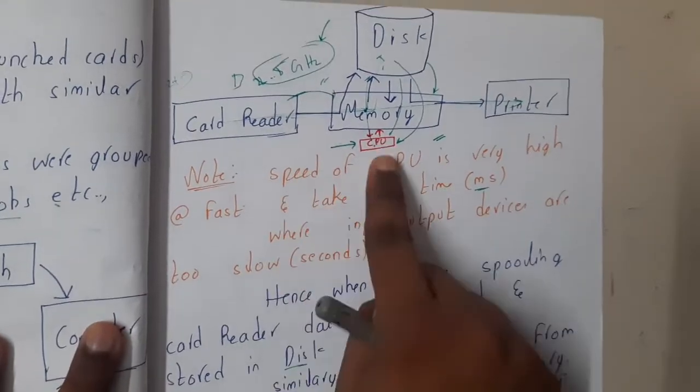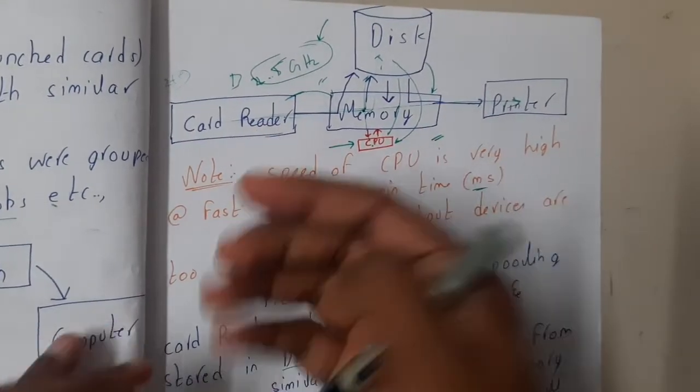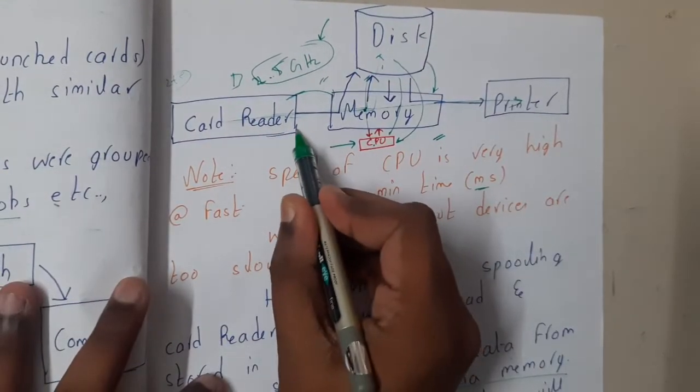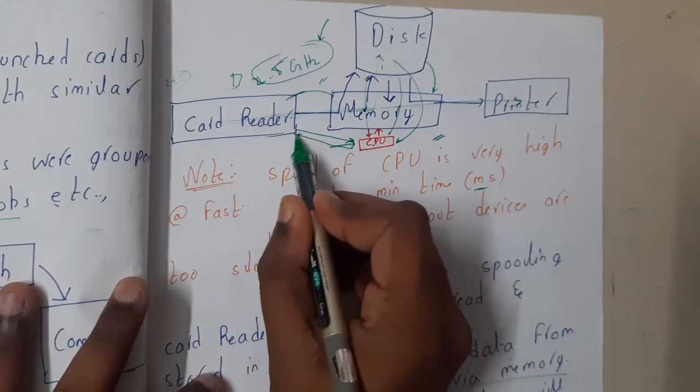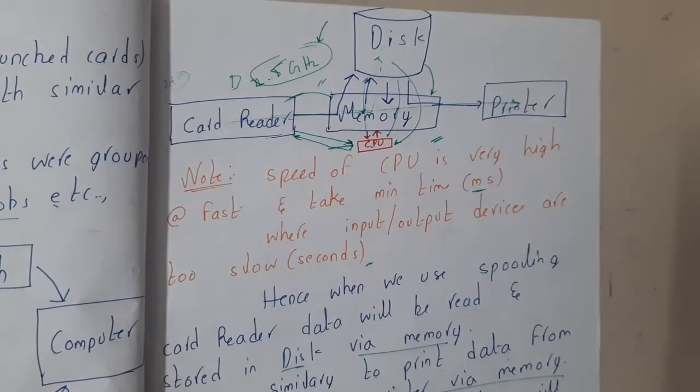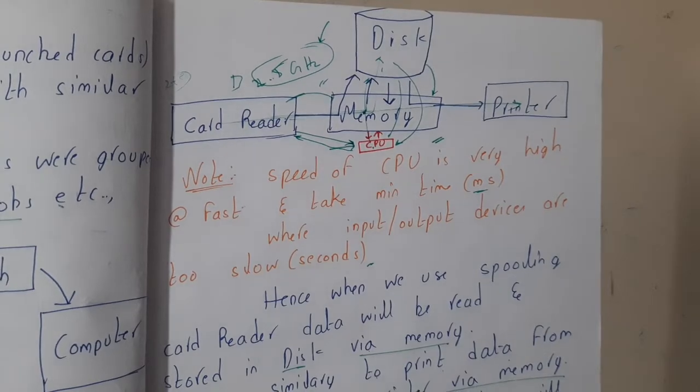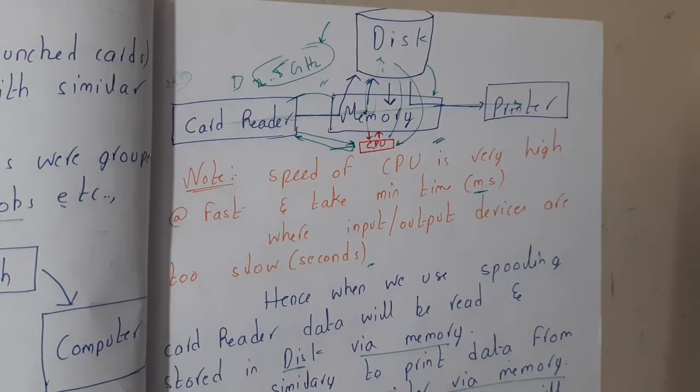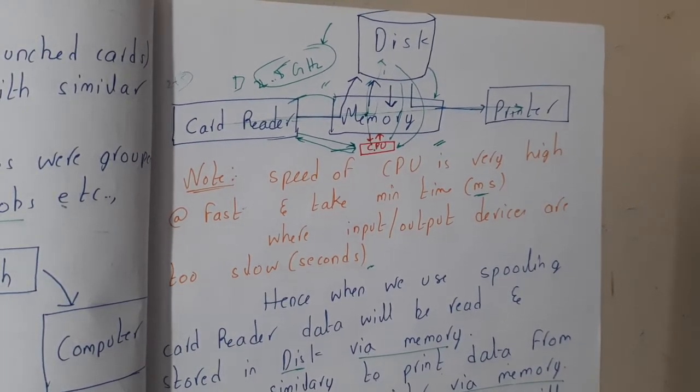Why are we storing? Because the CPU is ultra fast, whereas with input output devices, if you connect them directly to the CPU, just reading takes lots of time, right? That is the main reason why we read the data first and perform the task later, whenever we want.